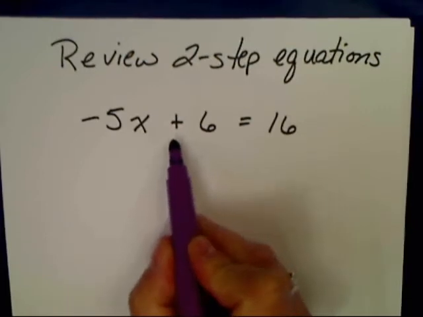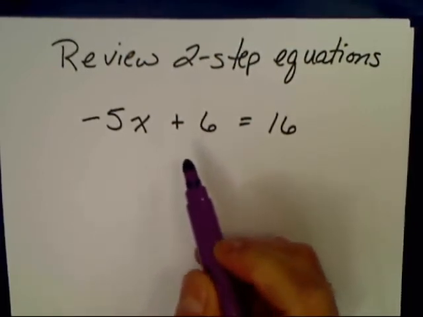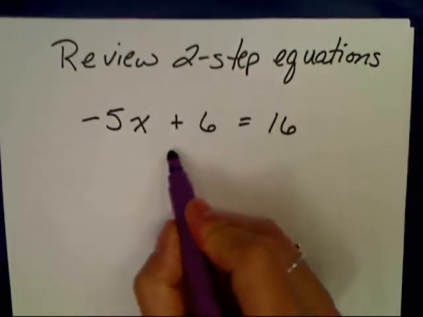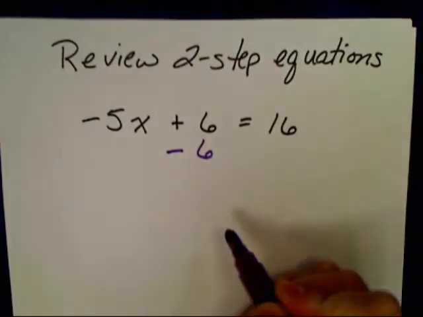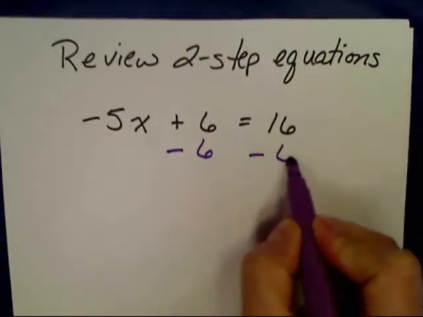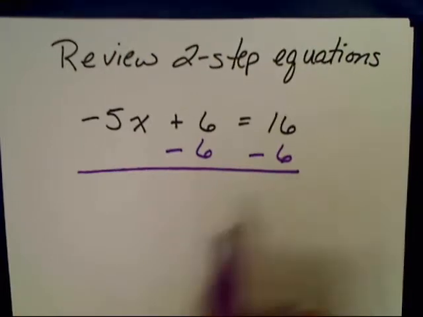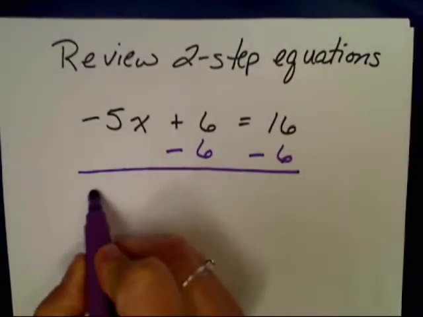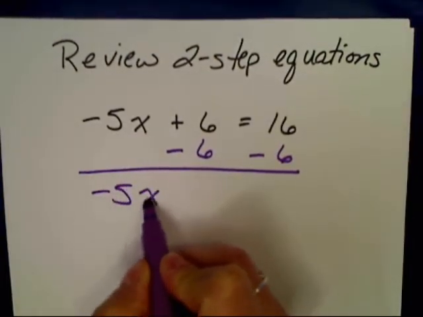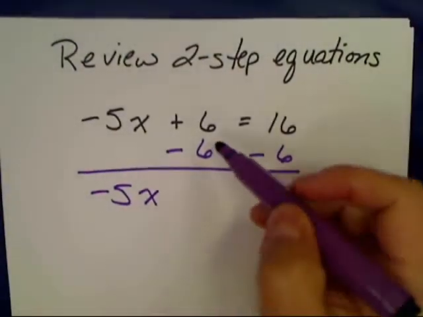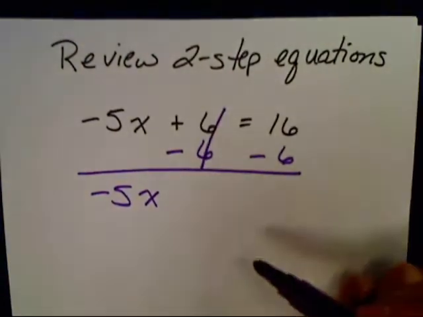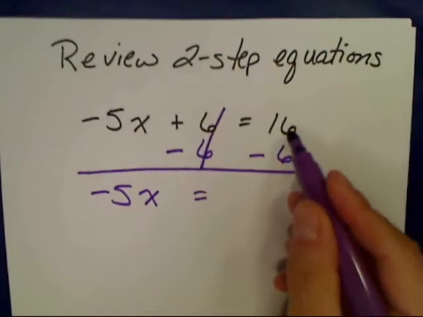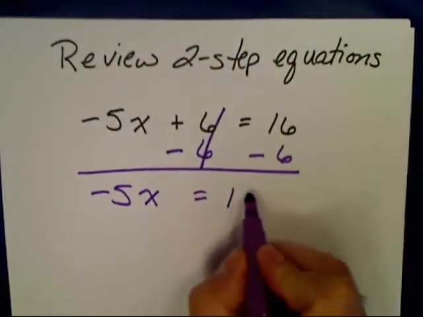So in this problem, we are adding 6. To cancel out adding 6, we have to take away or subtract 6. Once again, whatever I do to one side of the equal sign, I have to do the same thing to the other side to keep it balanced. We now have just our negative 5x on that side. 6 minus 6 is 0. And on the right side, 16 minus 6 gives us 10.